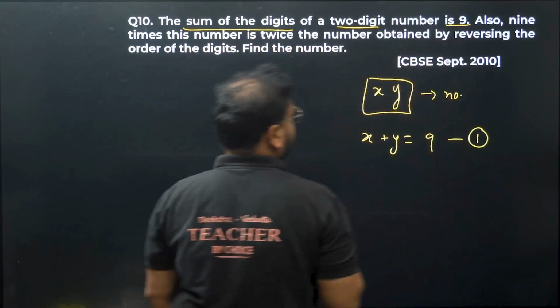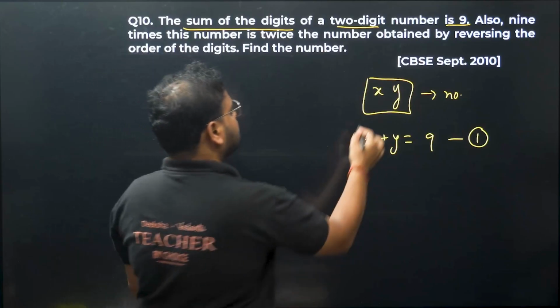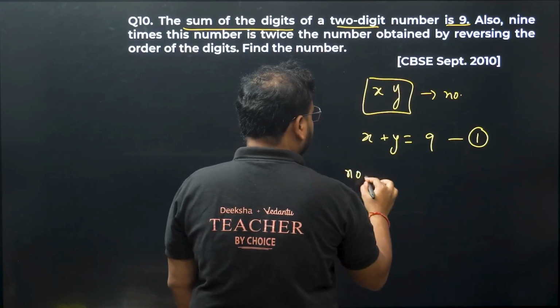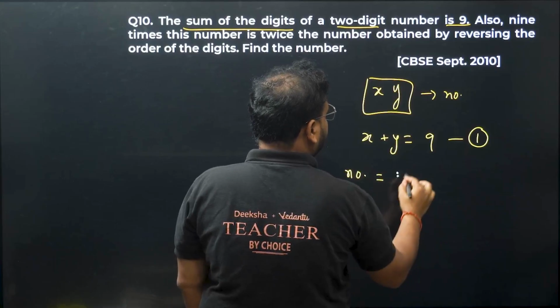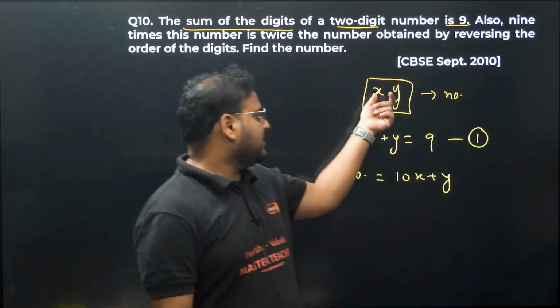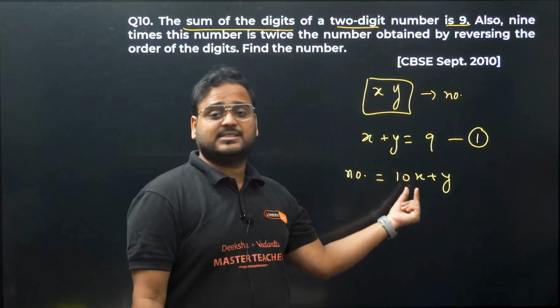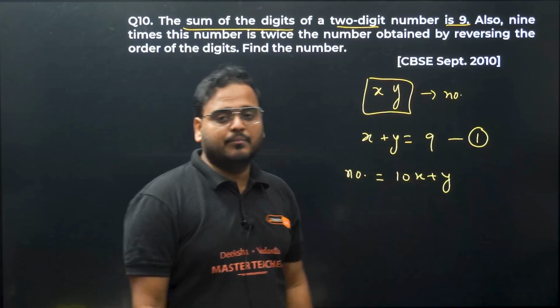Is 9 my first equation. Also 9 times the number. What's the number over here? The number is going to be, please check, 10x plus y, right? That's the value. X represents the digit at the tens place. It means the value will be 10x, place value. 10x plus y is the number, okay?